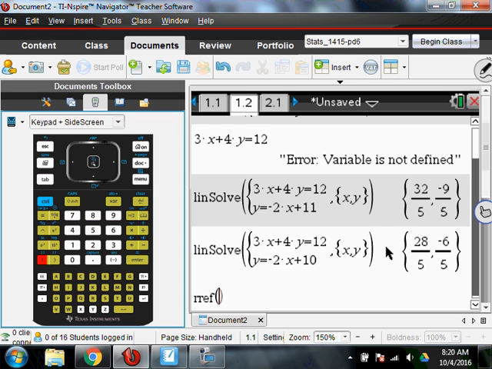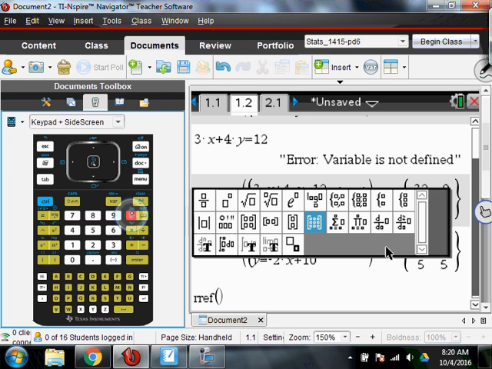Well, what do artists do when they want to get some paint onto the canvas? Where do they go? To the palette. So let's go to our math palette. The button next to 9 is our math palette.